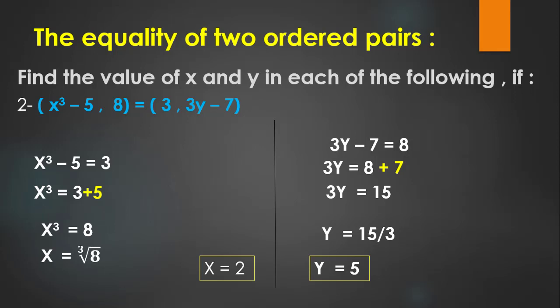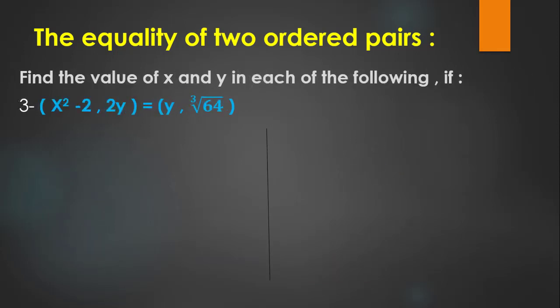Let's take one more exercise. Here, for example, I have x power 2 minus 2 and 2y equals the other ordered pair y and the cube root of 64. Okay, we said before, if two ordered pairs are equal, it means the first projection equals the first projection. The first projection here is x power 2 minus 2. And here the first projection is y. It means x power 2 minus 2 equals y. That's okay. But here we have two variables, x and y, in one equation, so I can't solve this.